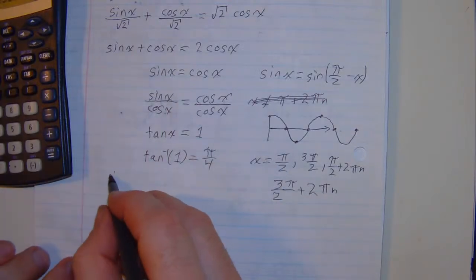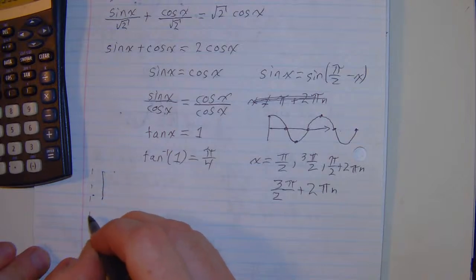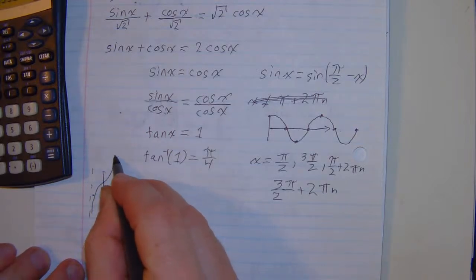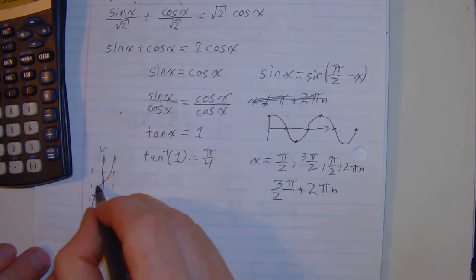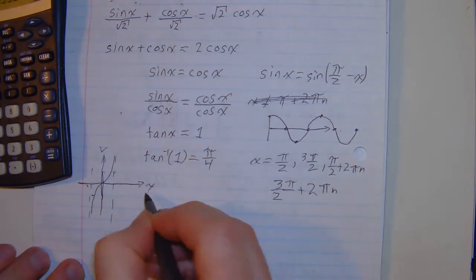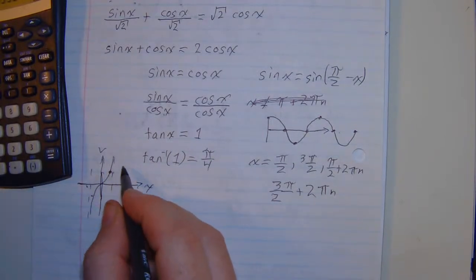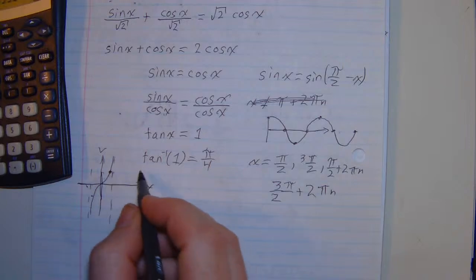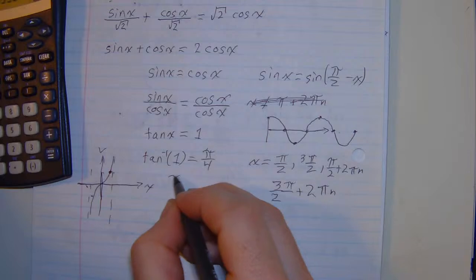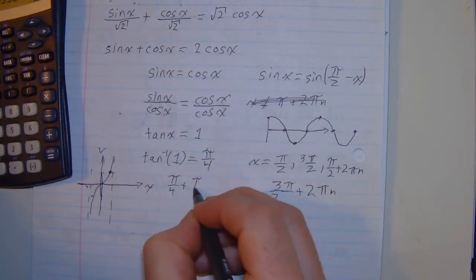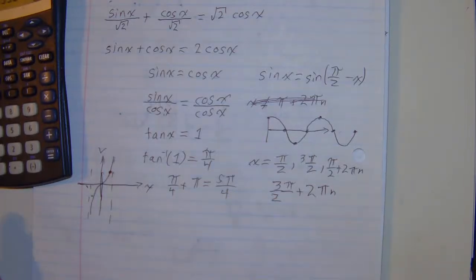Well, again, we want to draw ourselves a bit of a graph of what's happening here. So tangent looks like this. And so tan x is going to be equal to 1 there at pi by 4. And then if we add for tan, the period is pi. So if we go pi by 4 plus pi, we get 5 pi by 4, which is going to be our second value.